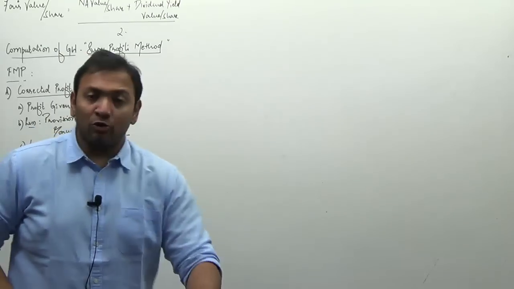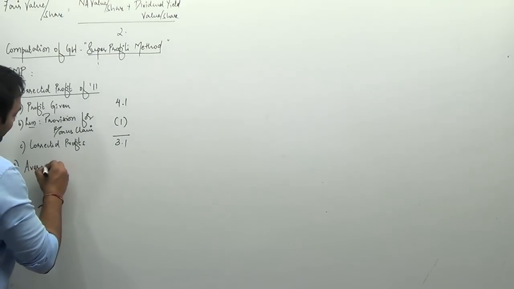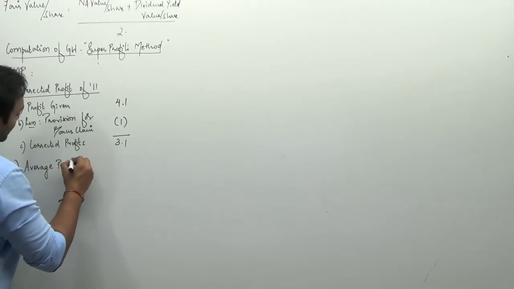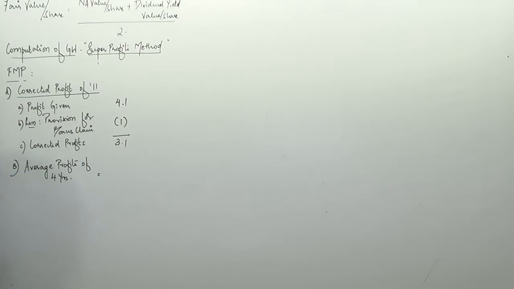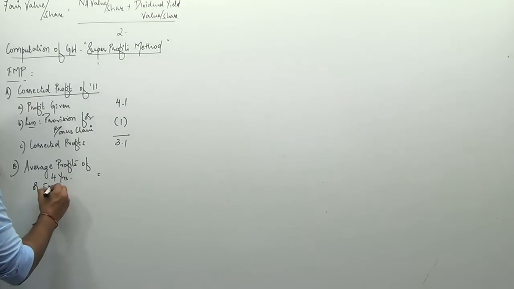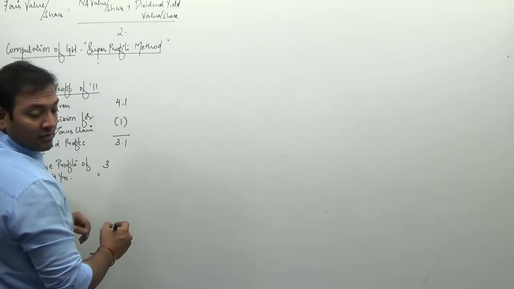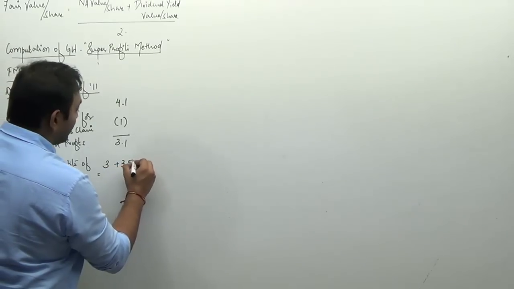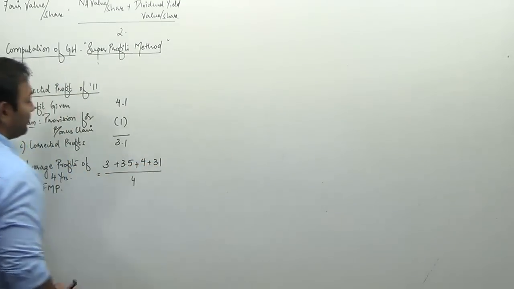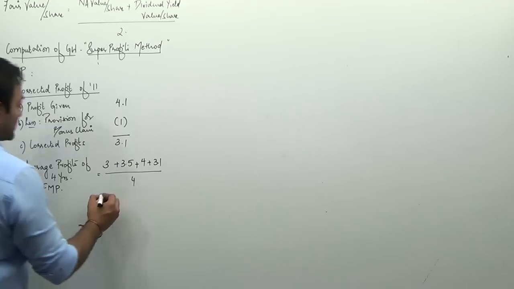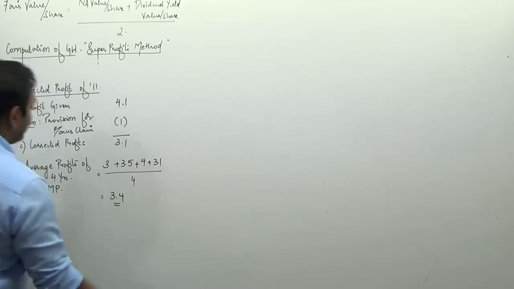3.1. Now, you have 4 years' profits, not showing any trend. So, average profits. Average profits of 4 years can also be called FMP. Can I get the average? 3 plus 3.5 plus 4 plus 3.1 divided by 4. And my answer: 3.4 FMP.